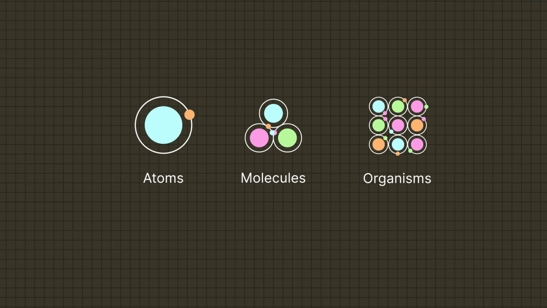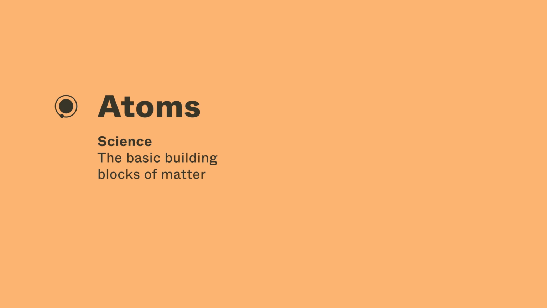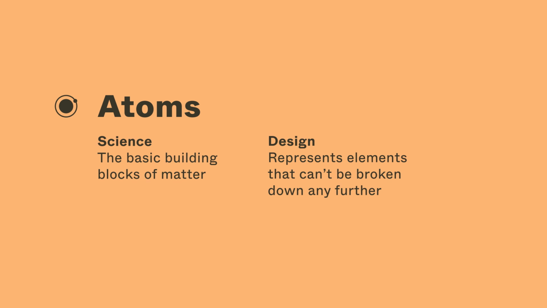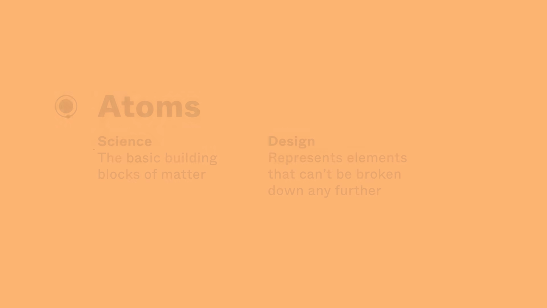Atomic design, popularized by Brad Frost, takes cues from the structure of chemical compounds, atoms, molecules, and organisms, and uses this analogy to describe a modular approach to building components. Atoms are the basic building blocks of matter. In a design system, they represent elements that can't be broken down any further without losing their function, like an icon, input field, or button.